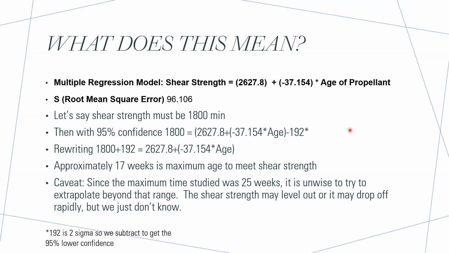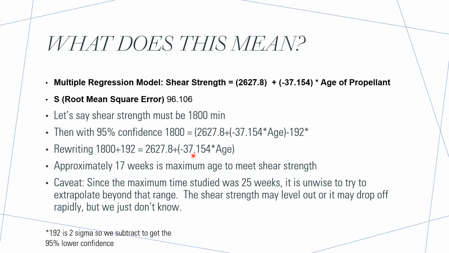Why minus 192? Because we always want to make sure that we're at the outer limit of that standard error at our low dimension, so that we are always going to be within our specification. So rewriting that, we come up with an equation that looks like this, and without going through the math, approximately 17 weeks is the maximum age to meet shear strength.